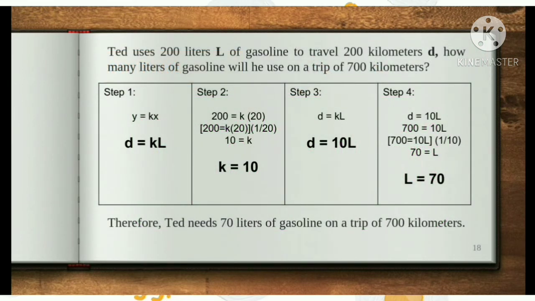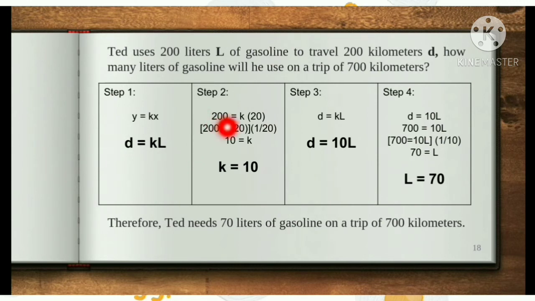So we will solve this problem on a step-by-step basis so that we can easily visualize or internalize how it works. So step 1, write the correct equation. We all know that direct variation problems are solved using the equation y equals kx. In the given problem, y is represented with D and x is represented with L, since the two quantities show a direct relationship. Therefore, our equation now becomes D equals kL.